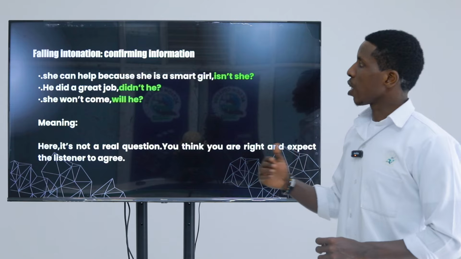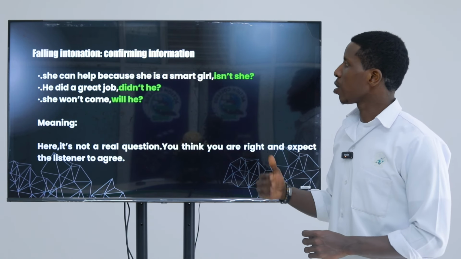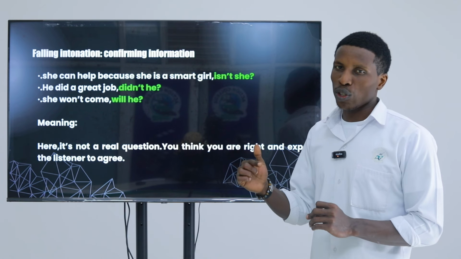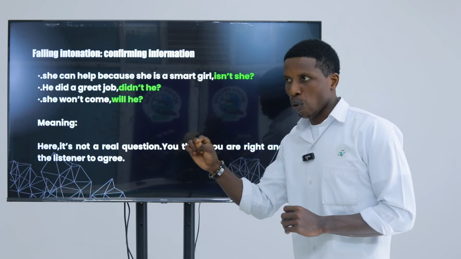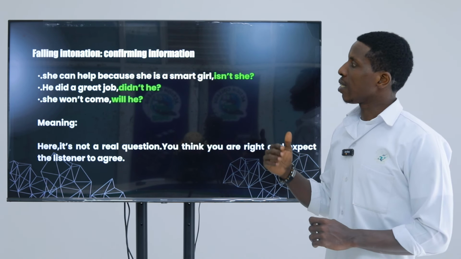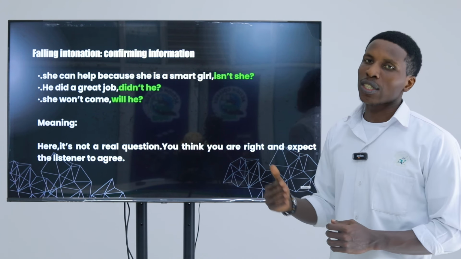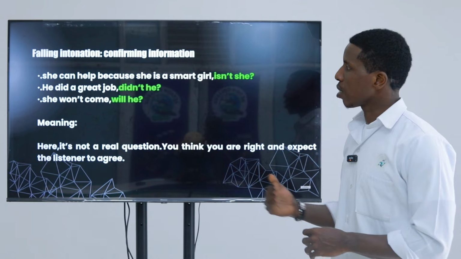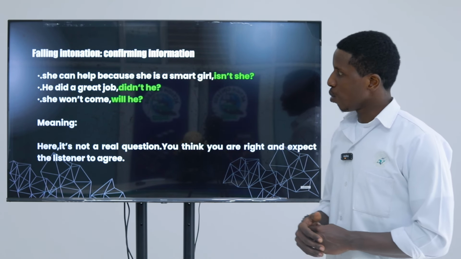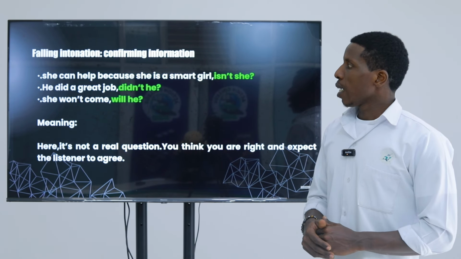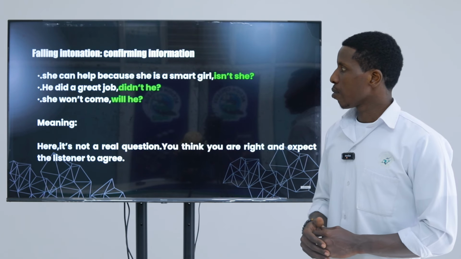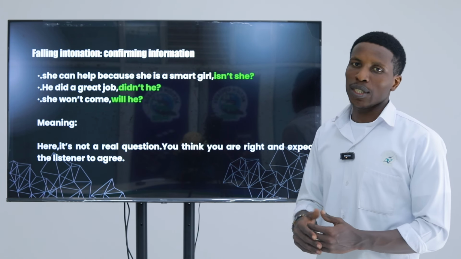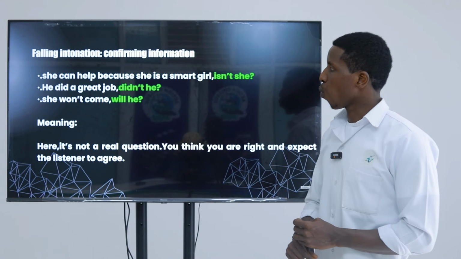Like, "she can help because she's a smart girl, isn't she?" All right? So you see that my voice is not the same as before. Here, I just go straightforward. I said, "she can help because she's a smart girl, isn't she?" It means I'm sure, and I know that you too know that she's a smart girl. There too, we can say also, "he did a great job, didn't he?" So it means I know what I'm saying. It means my voice goes straightforward, not up.